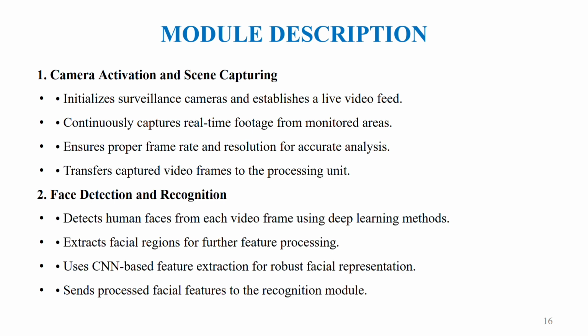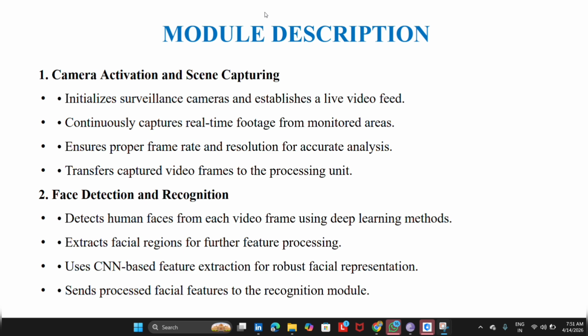Module description. Camera activation and frame capturing: initially, the surveillance camera establishes a live video feed and continuously captures real-time footage from the monitored area. It transfers the captured video frames to the processing unit. Face detection and recognition: to detect human faces in each video frame, it uses a deep learning method, a convolutional neural network, for feature extraction and robust facial representation.